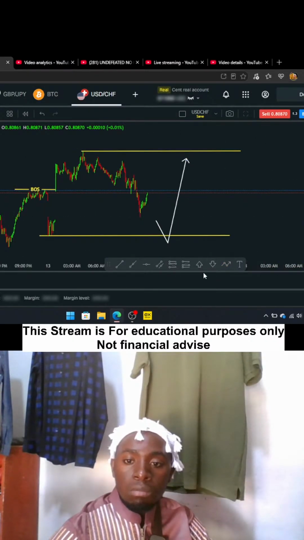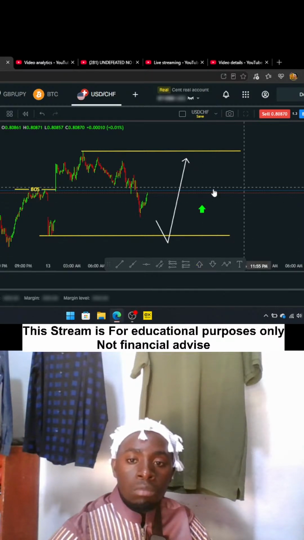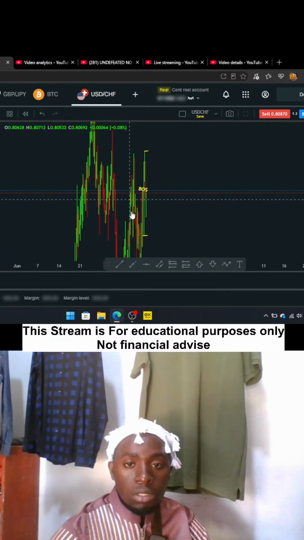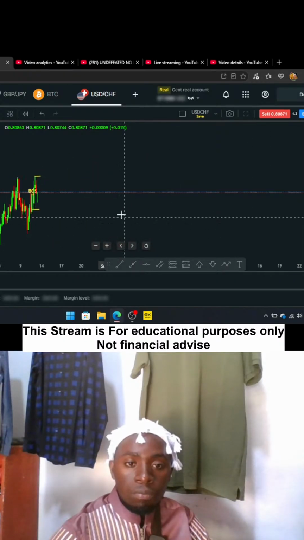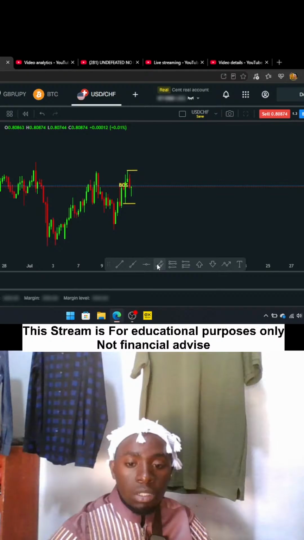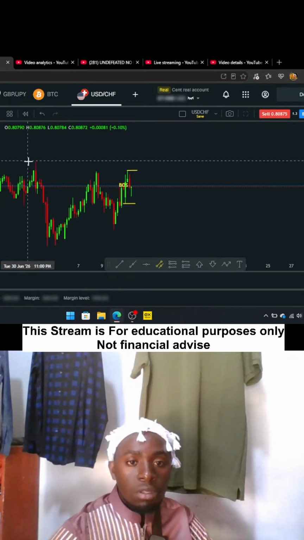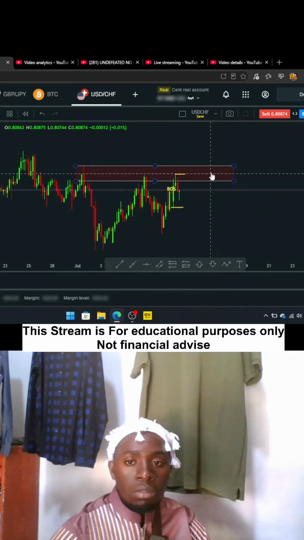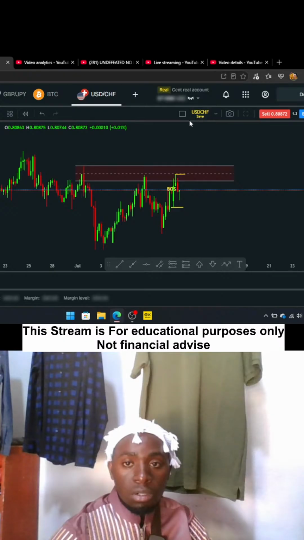But I need to also confirm with the higher time frame. I see what's happening over there. But if you check very well, this area has a resistance right there. It's not a good area to be looking for buys. This is a bad area right there.